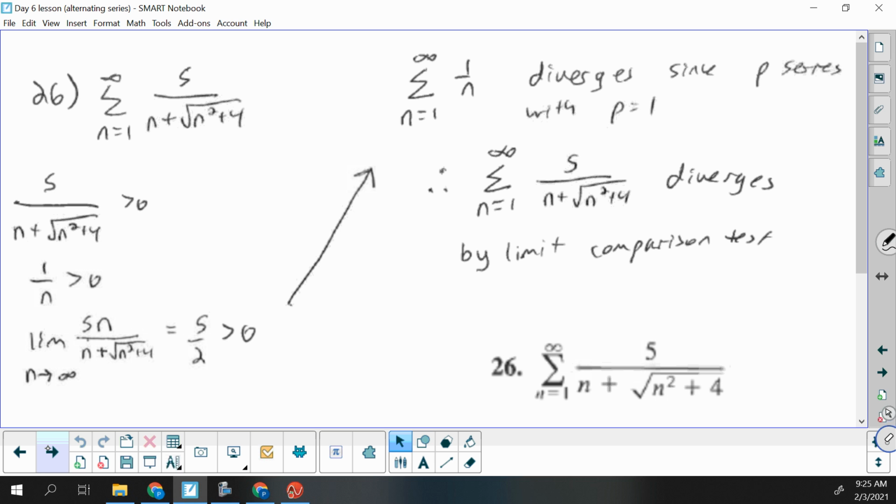So the original series does the same as our nice series. We've got a p series where p is equal to 1, so it diverges, or you could have said it's the harmonic series, so it diverges. Therefore, our original series diverges by the limit comparison test.